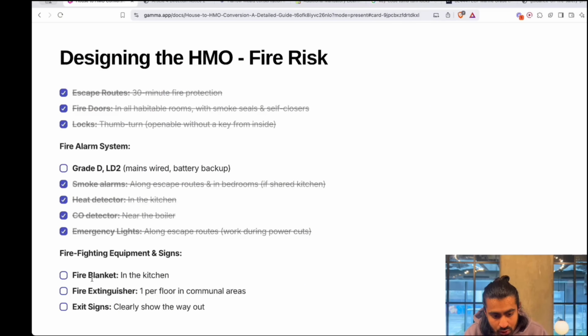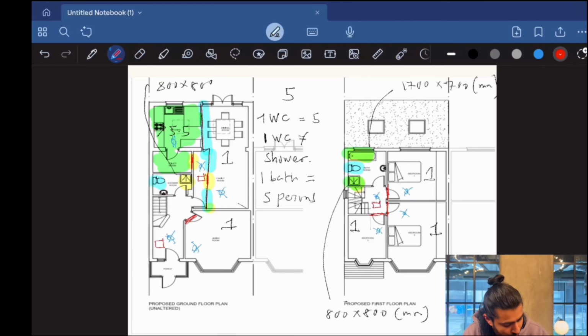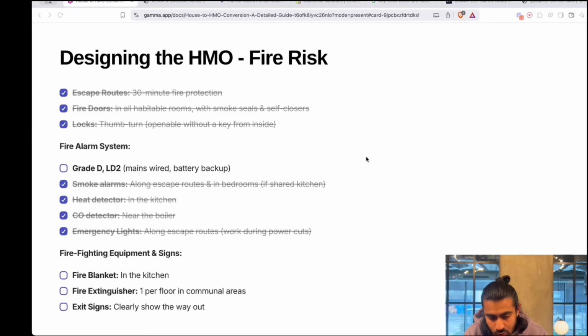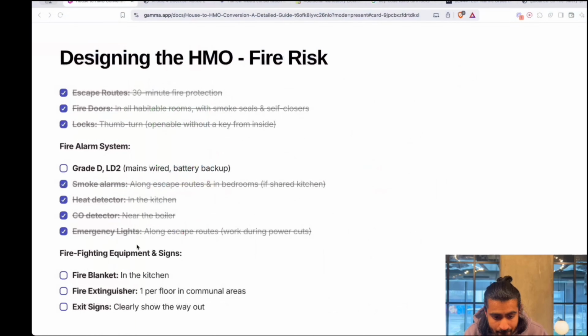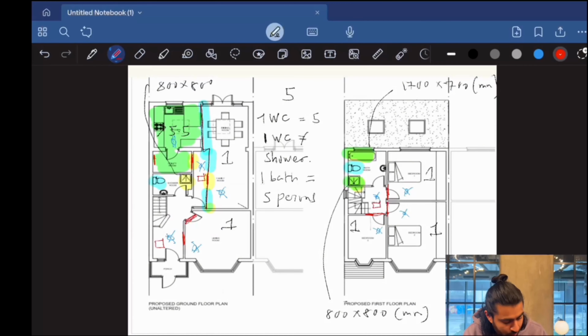And then finally we want firefighting equipment and signs. So we want heat blankets in the kitchen. Let's put the heat blanket over here. And then fire extinguishers, 1 per floor. So maybe 1 over here, and then maybe 1 over here. And then exit signs. Generally, if you can put some exit signs, especially on the front fire exit door, and maybe along the route.